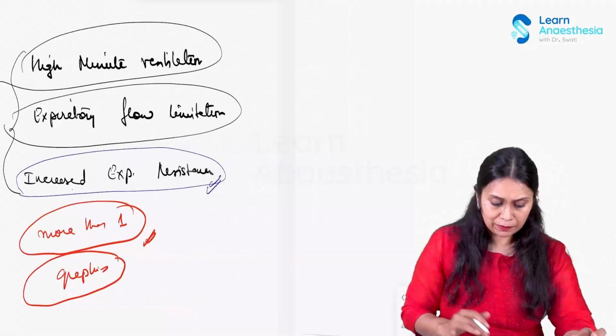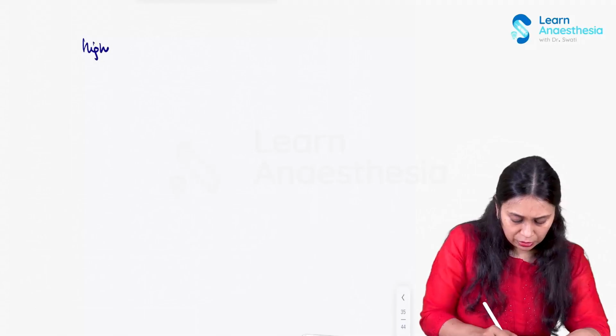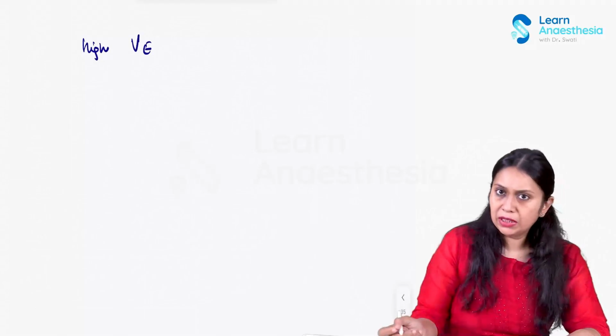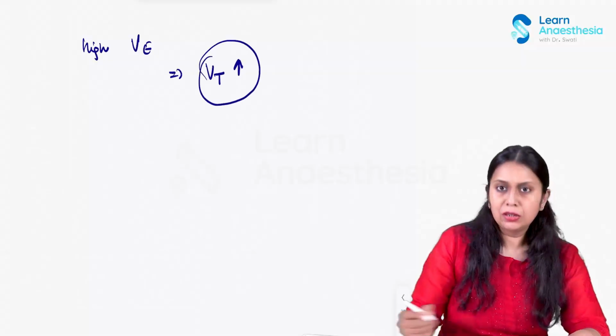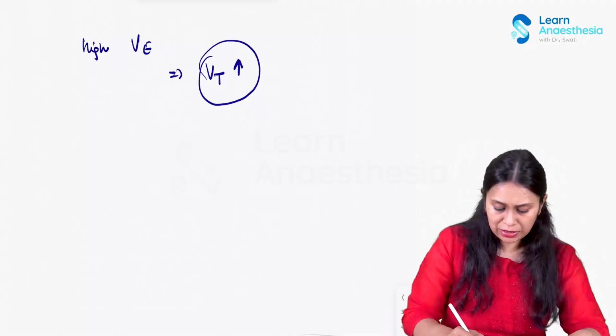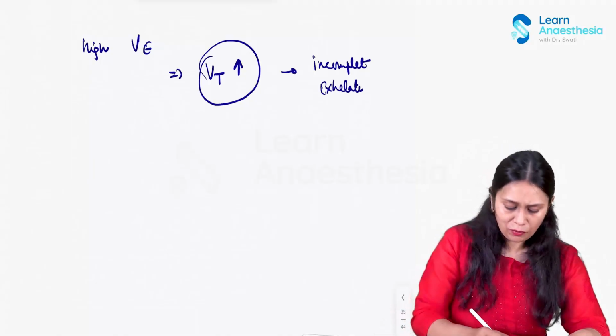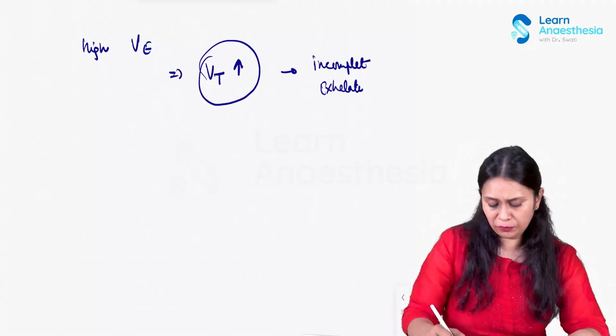Okay, now let us see high minute ventilation. How does it affect? High minute ventilation means the tidal volume is more, so increased tidal volume. This increased tidal volume would result in incomplete exhalation before the next breath. So one way to counteract the intrinsic PEEP would be to decrease the tidal volume. So keep it in mind.